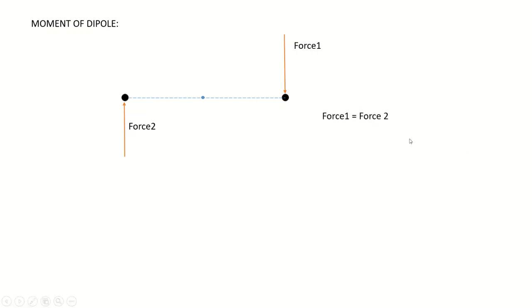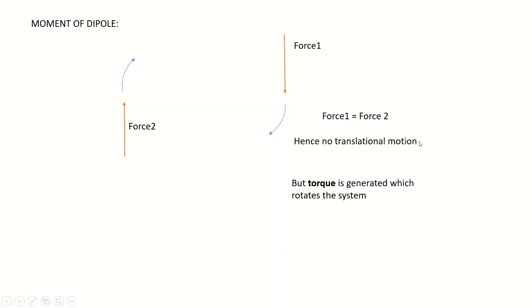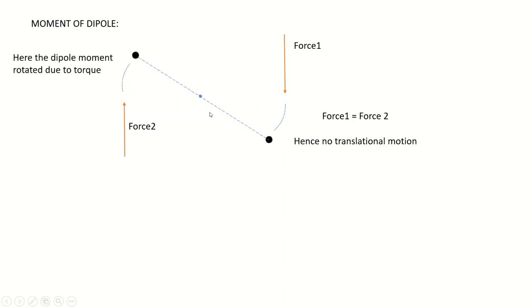Now, if force F1 equals force F2, then there will be no translational motion, but torque will be generated. That is, the system will start rotating. So the dipole is rotated due to the generation of torque. But how can we put a dipole in such a place that it can be rotated?